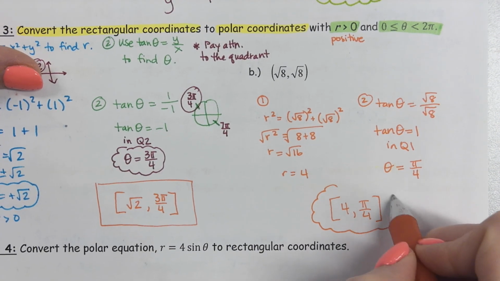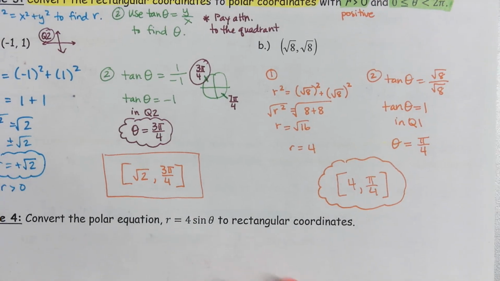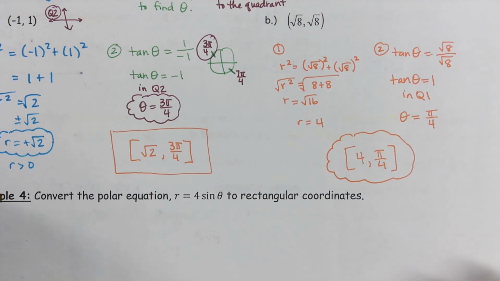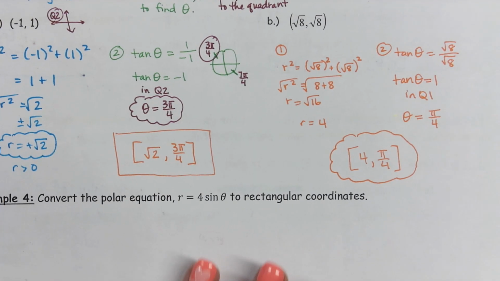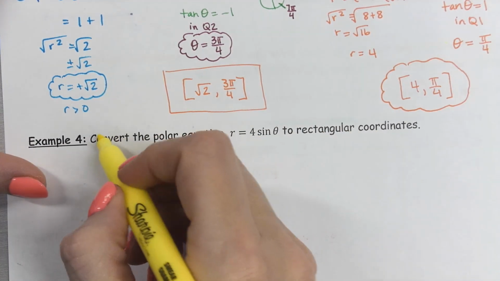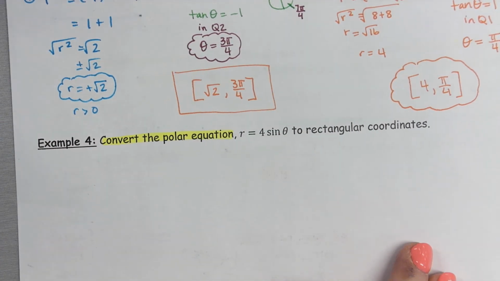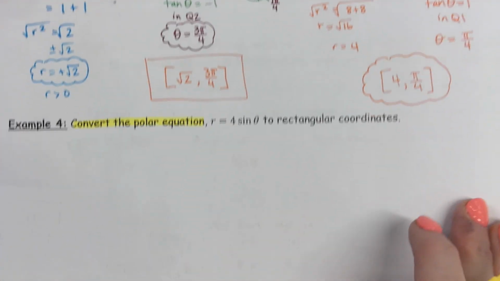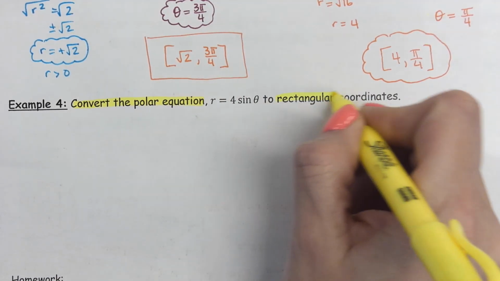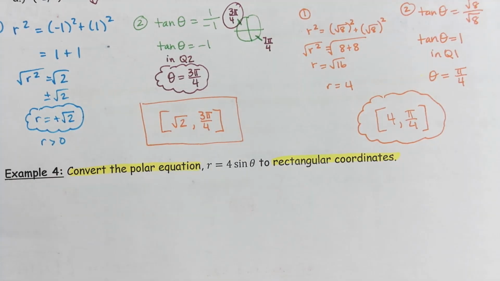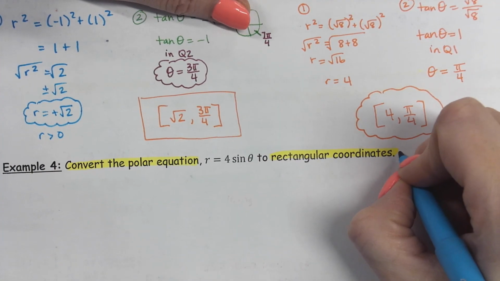There you go. All right, now in example 4, when you are converting this equation to rectangular coordinates, you are trying to use substitution with a few of the equations that you were introduced to today, with the polar to rectangular and the rectangular to polar. So you're converting this to rectangular coordinates. When they say you're converting to rectangular coordinates in this example, you are writing an equation.